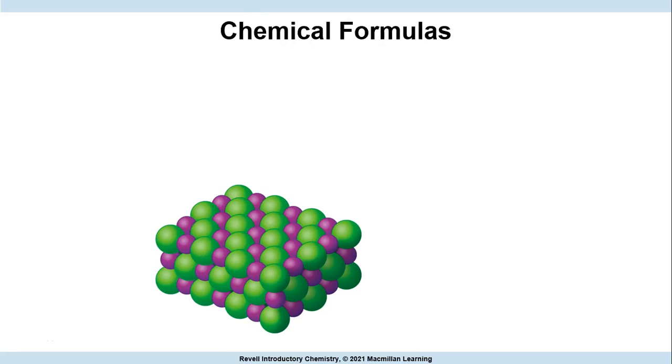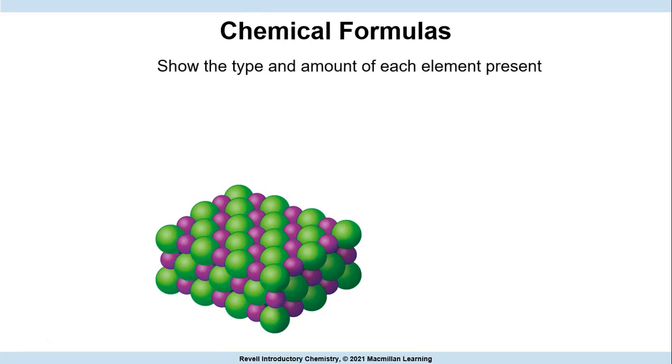So let's look at what we call the chemical formulas. Now, chemical formulas show the type and amount of each element present. For example, I just showed you sodium chloride. That is the chemical formula for sodium chloride. It shows you the type and the amount of the elements found in that compound.